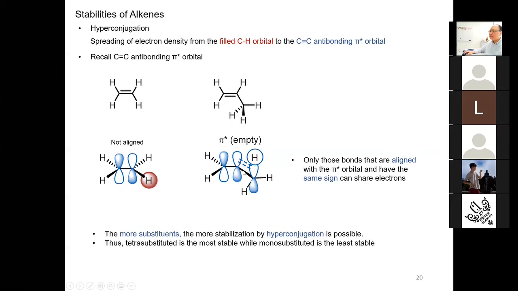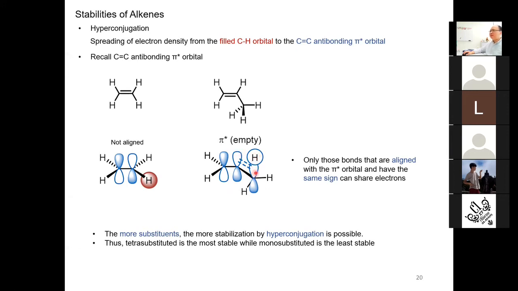Once the sigma bond rotates to a degree that the CH bonding orbital is aligned with this pi anti-bonding orbital, the color now matches. The CH bond is a bonding orbital. It has electrons shared in this bond, and now it has an aligned empty orbital. So what does that mean? That means the electron has the tendency to go there.